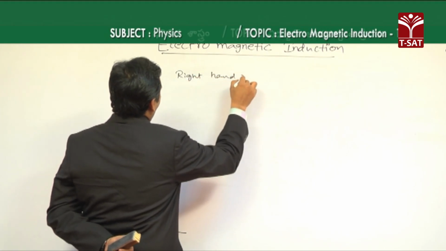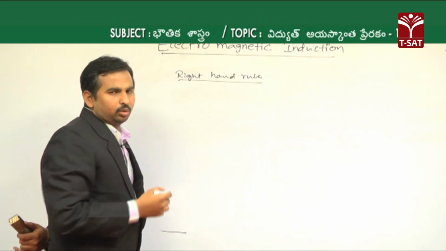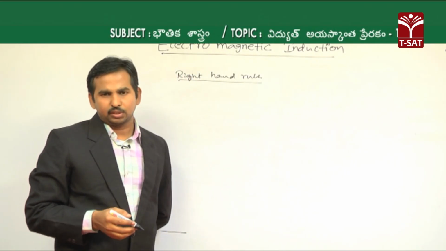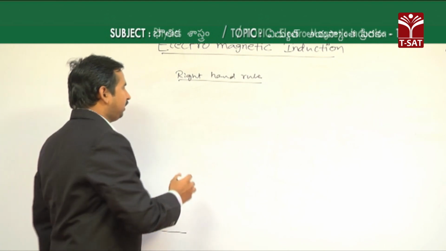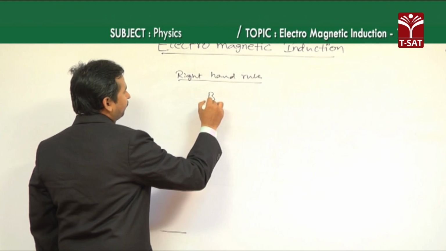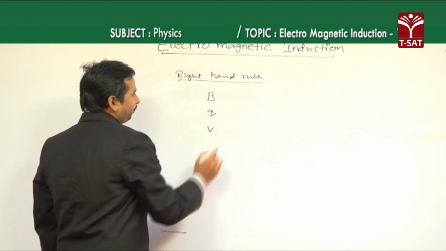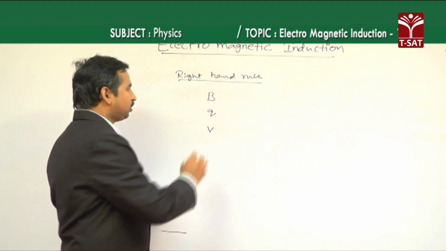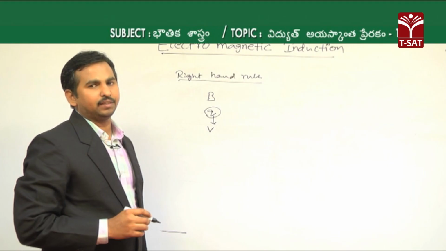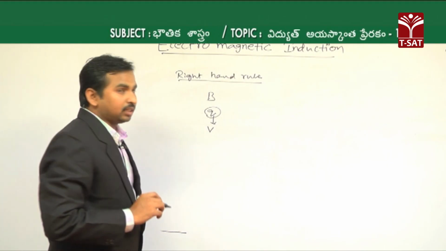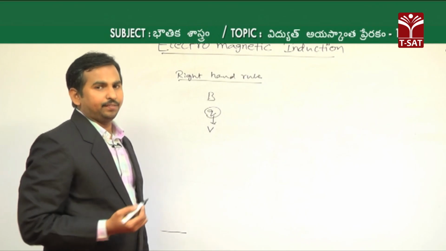This is called the right hand rule. According to this right hand rule, this is how to take the direction of force. Here we are taking the magnetic field, which is B, and the charge, which is Q, moving with a velocity V. We are taking the charge to move perpendicular to the magnetic field strength.